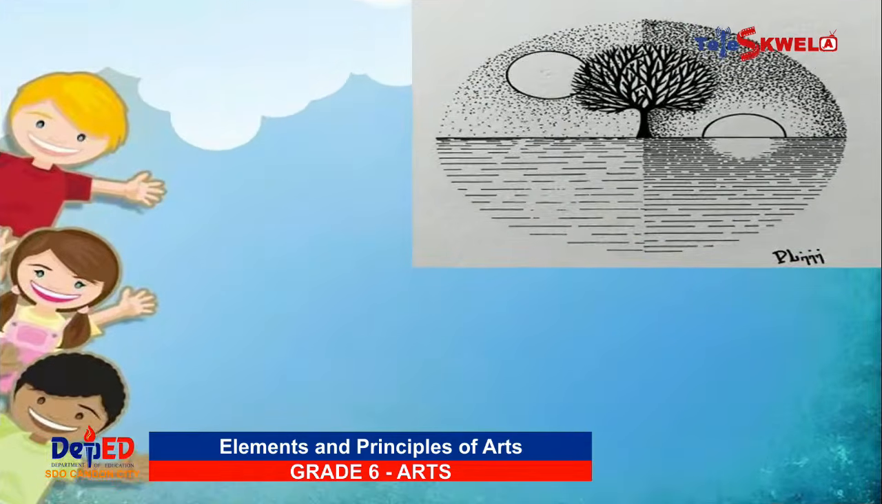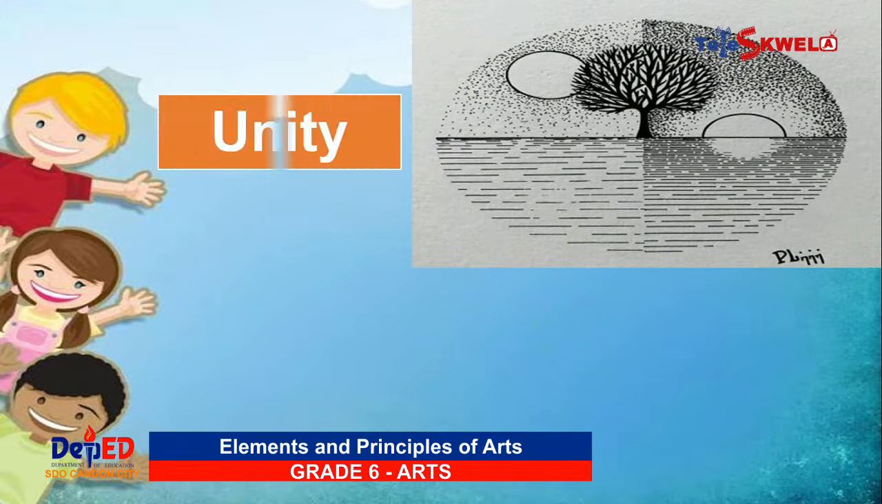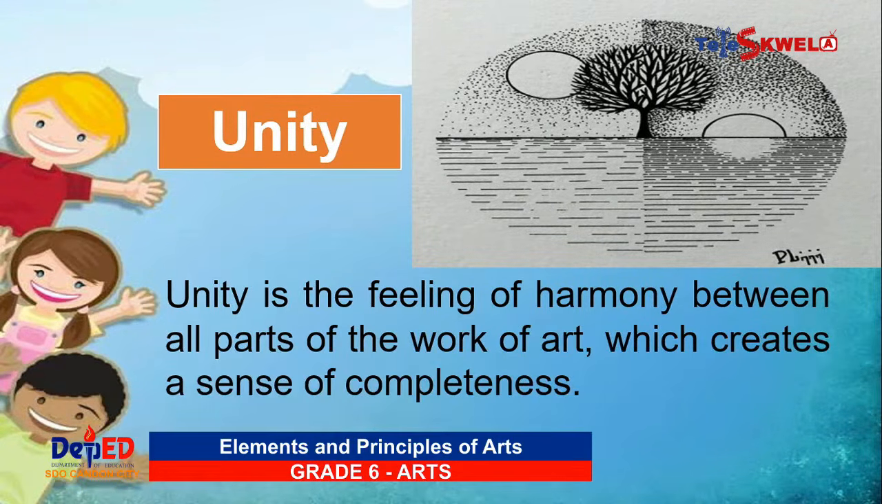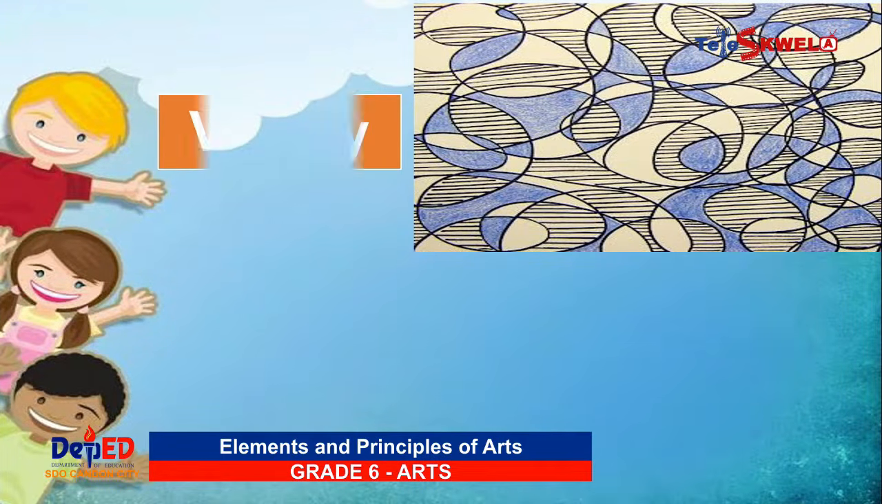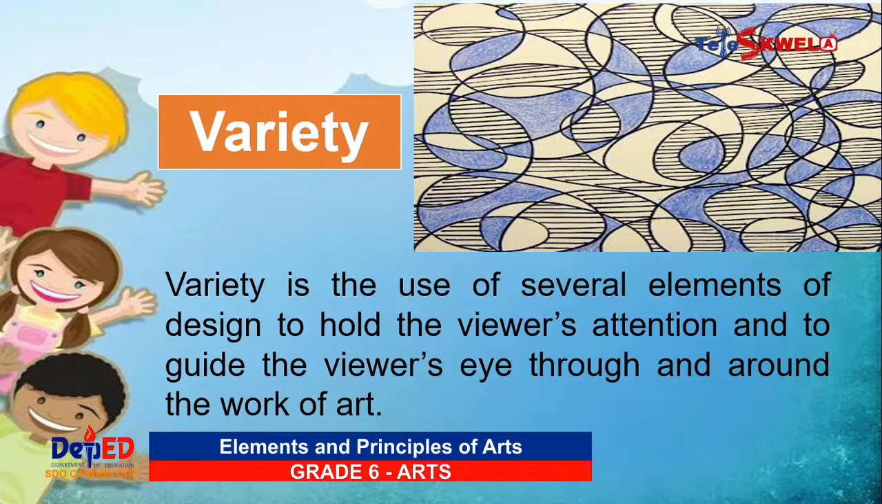Number 8 principle is unity. Unity is the feeling of harmony between all parts of the work of art, which creates a sense of completeness. Next principle, variety. Variety is the use of several elements of design to hold the viewer's attention and to guide the viewer's eye through and around the work of art.